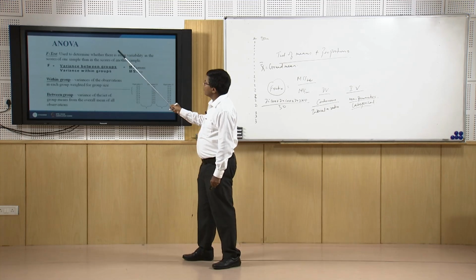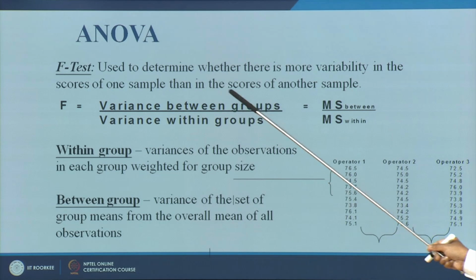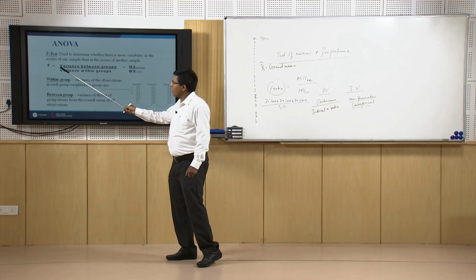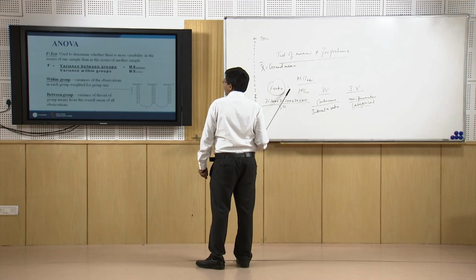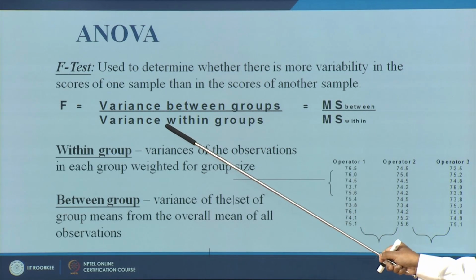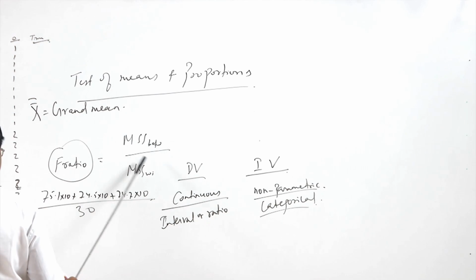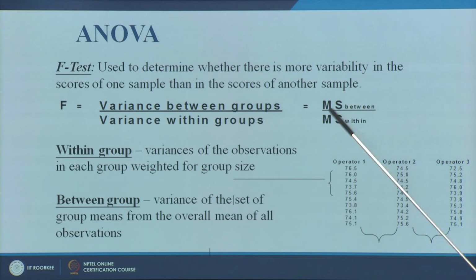Now, the F test is used to determine whether there is more variability in the scores of one sample than in the scores of another sample. Is there more variance in the scores of one operator over the other? Let us see how F is used. The F ratio which I have written here is nothing but the variance between the groups and the variance within the groups. The mean sum of square is the variance we are calculating, between the groups and within the groups.